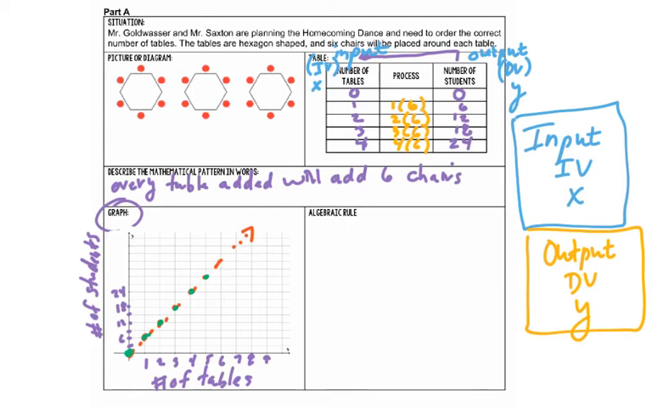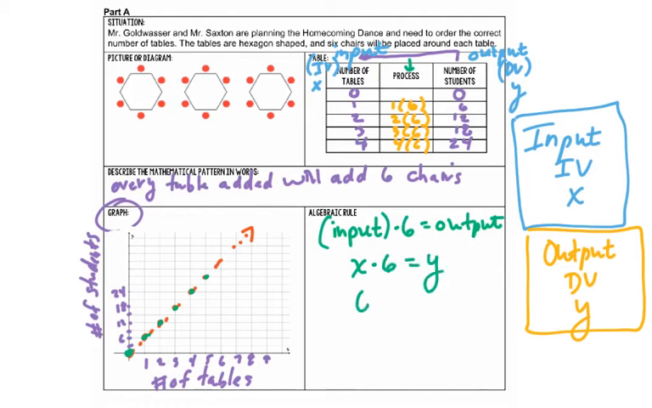Now we're going to move on to the algebraic rule. We took the input, the number of tables, right up here if we look at our process, and we multiplied it by 6 to get the output. That would be putting it in words. Now, if we're talking about input, we're talking about x, so we're really talking about x times 6, and that's going to get us our y.